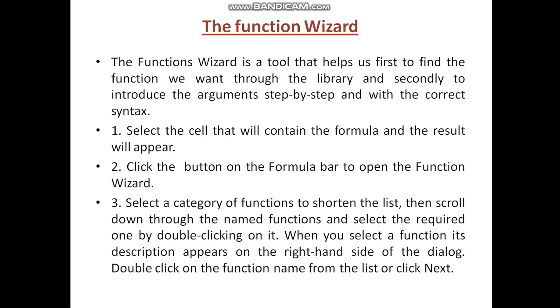Select a category of function to shorten the list. Then scroll down through the function names and select the required one by double clicking on it. When you select a function, its description appears on the right hand side of the dialog box. Double click on the function name from the list or click Next.